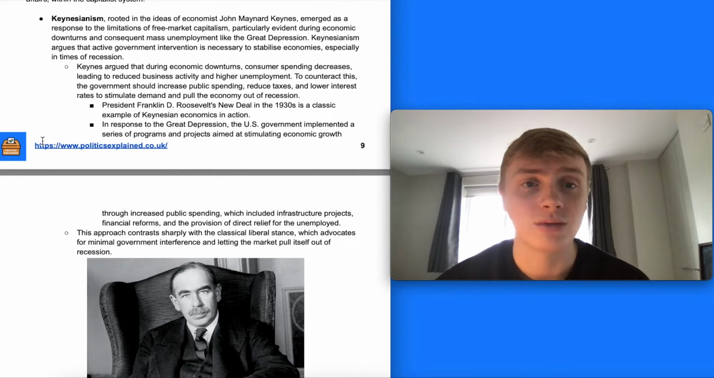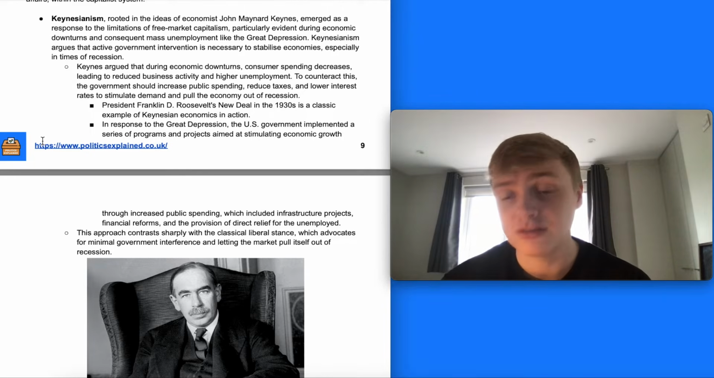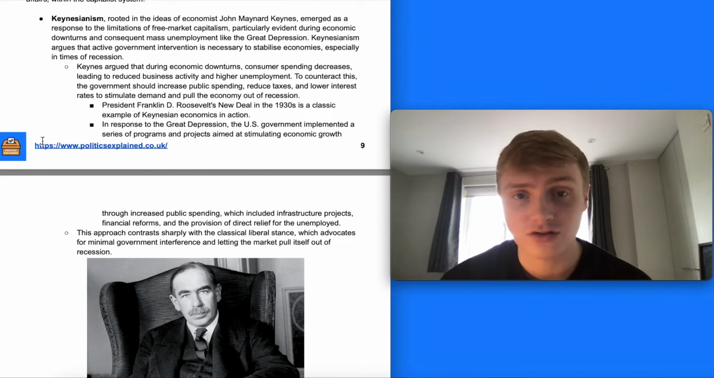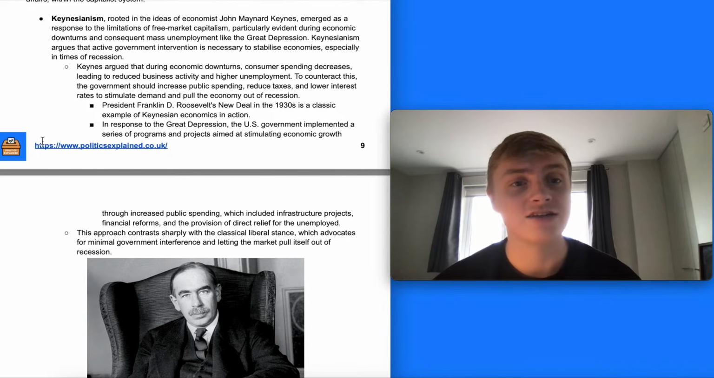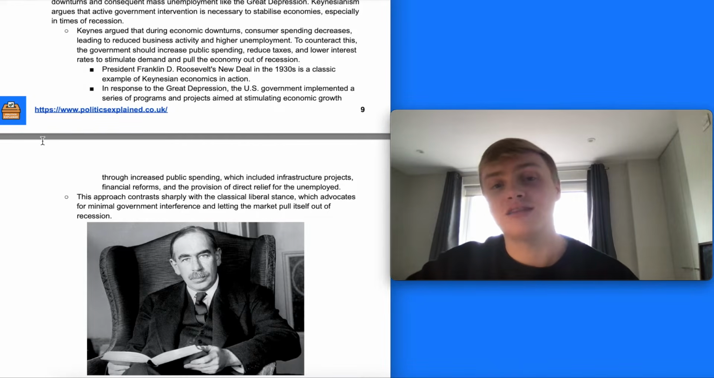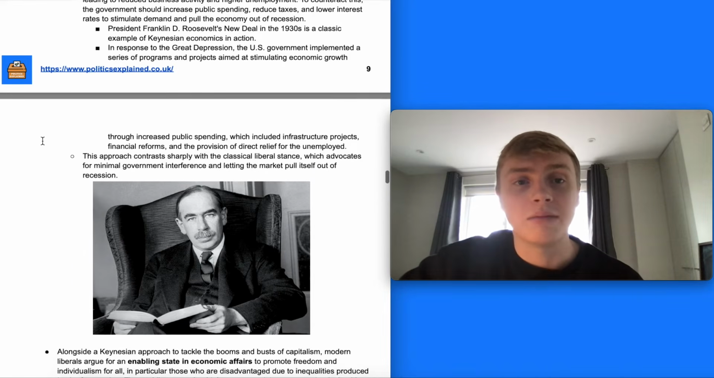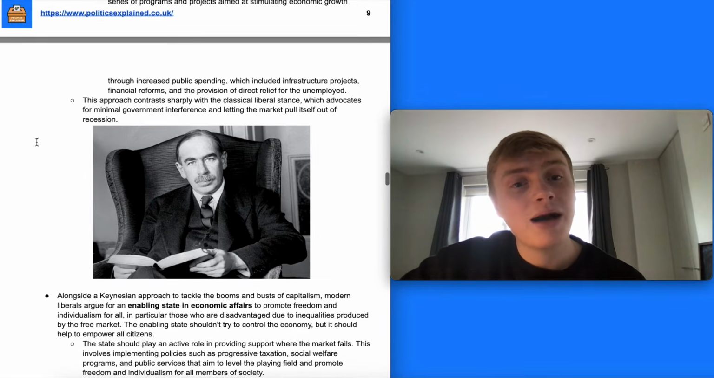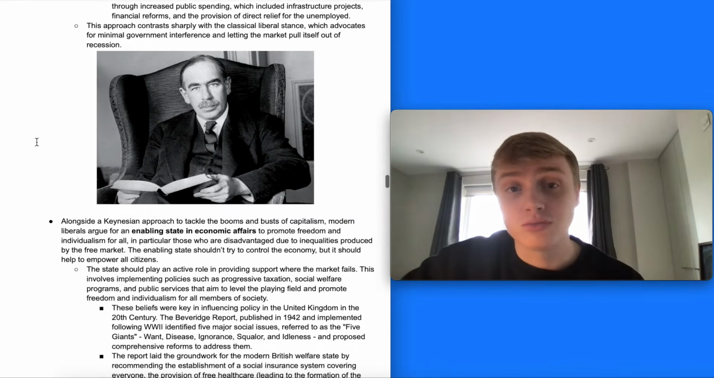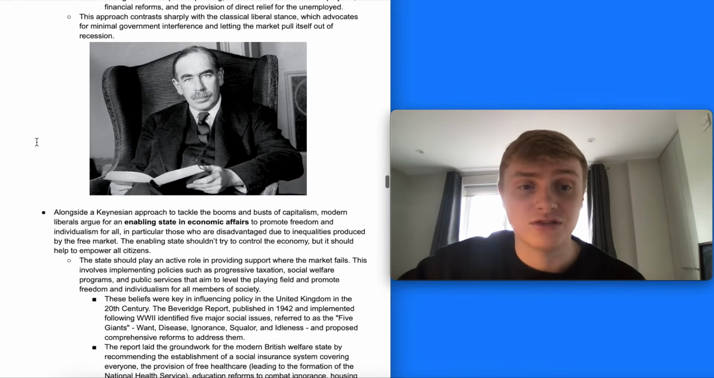So he argued that during economic downturns, consumer spending decreases, leading to reduced business activity and higher unemployment. And to counteract this, the state should intervene through public spending, reducing taxes, and lowering interest rates so that more money is spent in the economy to stimulate demand and effectively pull it out of recession. You see this with FDR's New Deal in the 1930s in response to the Great Depression, where you have a lot of big public spending on public works in particular. And this really sharply contrasts with the classical liberal stance, which advocates for minimal government intervention and letting the market pull itself out of recession.